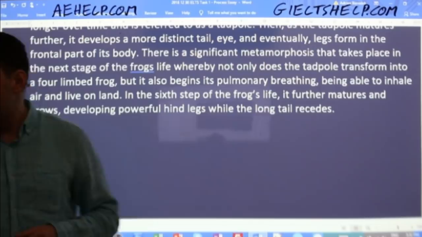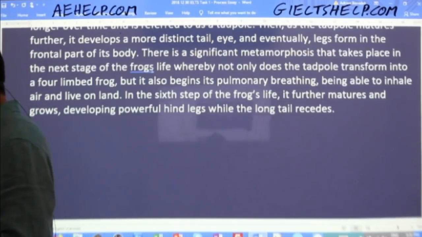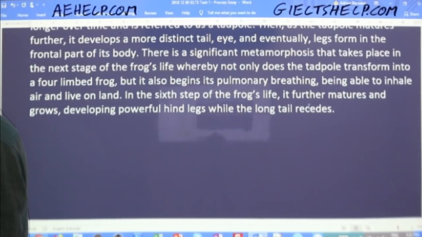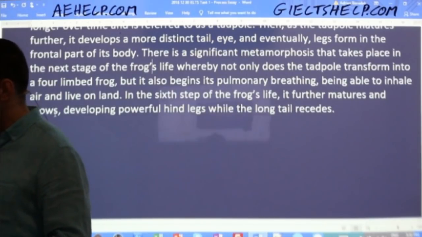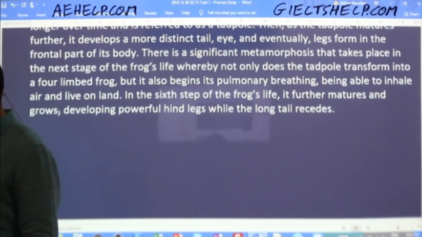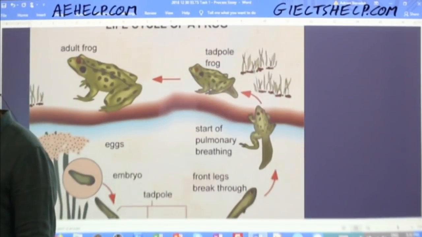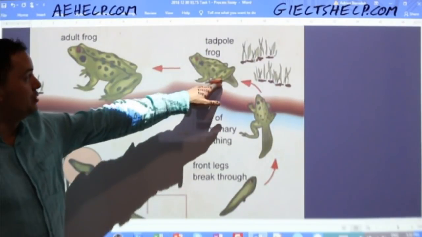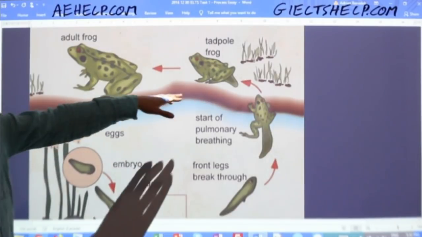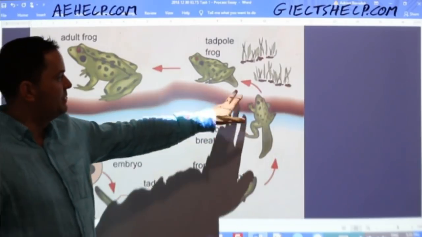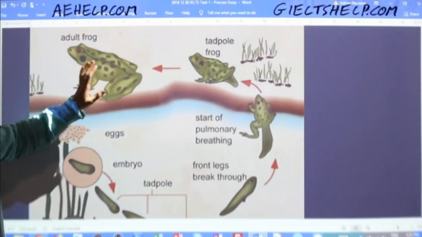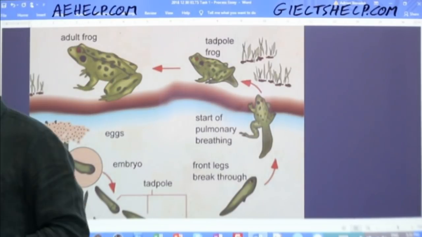So this is my sentence here. In the sixth step of the frog's life, it further matures and grows, living on land, developing powerful hind legs while the long tail recedes. Okay, so as we know, the legs are used for hopping or jumping, so it's no surprise that those hind legs are developing to become bigger and more powerful, and you have this receding tail. Okay.